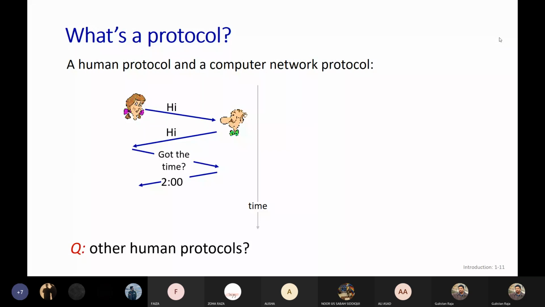We have already discussed other human protocols. There are many examples that can be given for human protocols, but I'll not ask you about them. Think about them, by the way. Now look at the computer protocols.